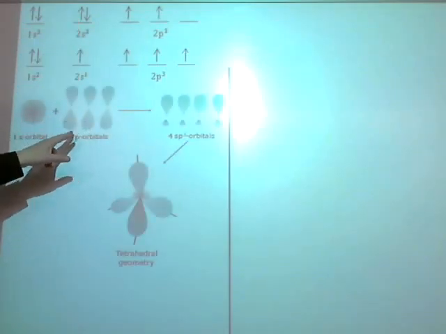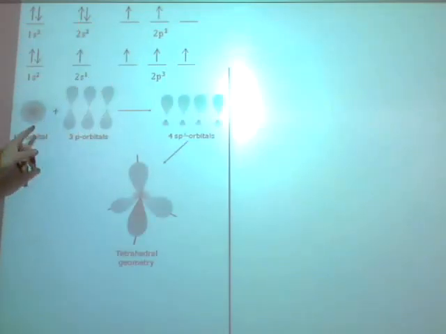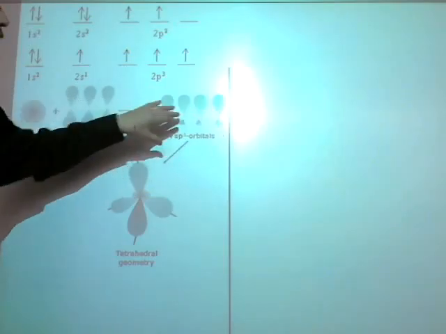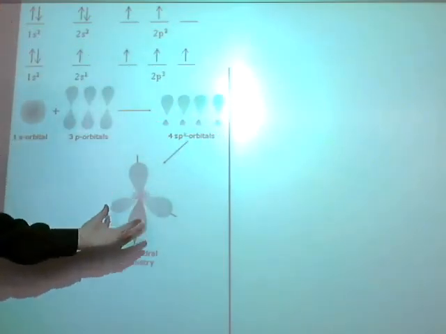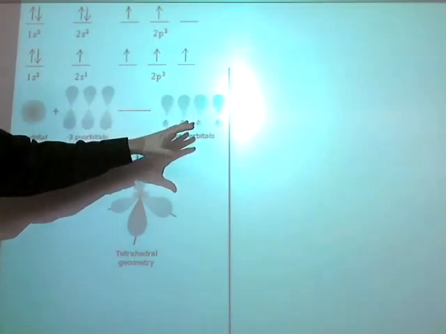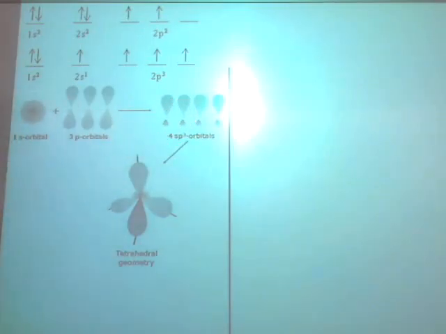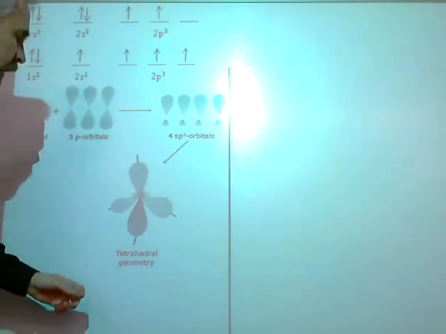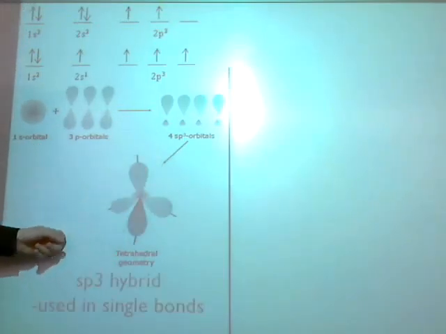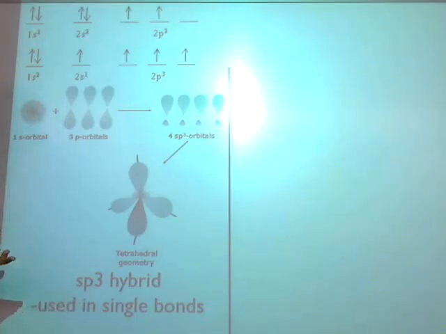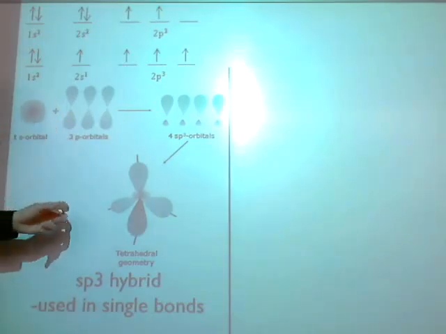Three p orbitals, which look like this, and one s orbital, which looks like that, become four sp3 hybrids. These right here form a tetrahedron, all at equal angles, all the same. You know that from doing a little bit of organic chemistry earlier in the year. Now, when these form bonds with other ones, if they have sp3 hybrids, you generally get single bonds. But they can hybridize in different ways.